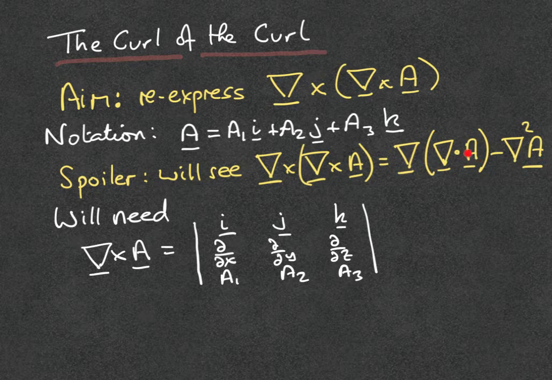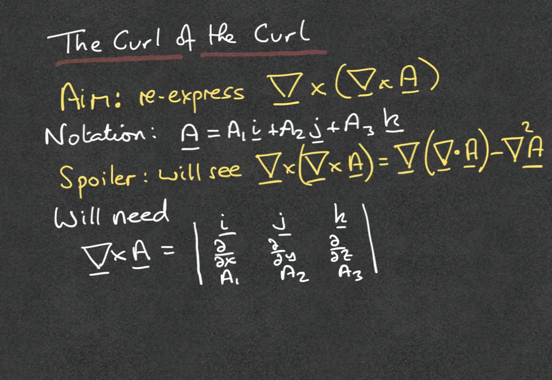So A is a vector field. We take its divergence, and that gives us a scalar result. But when we take the gradient of that, we obtain overall a vector. So this vector is equal to a vector field minus this.